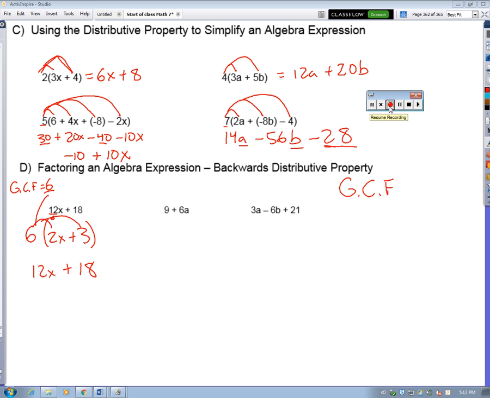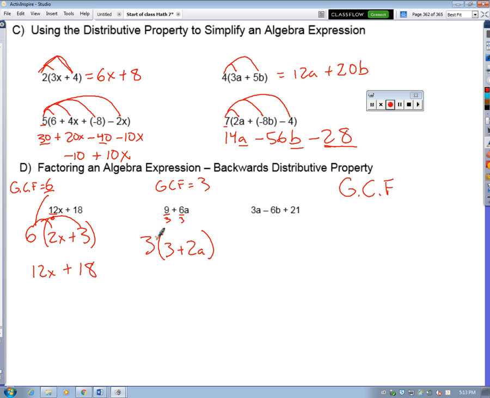9 plus 6a. My greatest common factor: for 9, it's 1, 3, and 9. For 6, it's 1, 2, 3, and 6. So my greatest common factor that goes into both of those is going to be 3. GCF equals 3. So I'm going to take that greatest common factor, 3, and put that on the outside. Now I'm going to divide everything else by 3. So 9 divided by 3 is 3. 6 divided by 3 is 2. So now my new expression, factored out, is 3 on the outside and a grouping of 3 plus 2a.